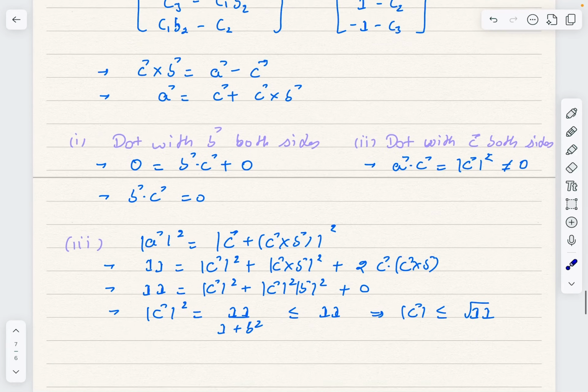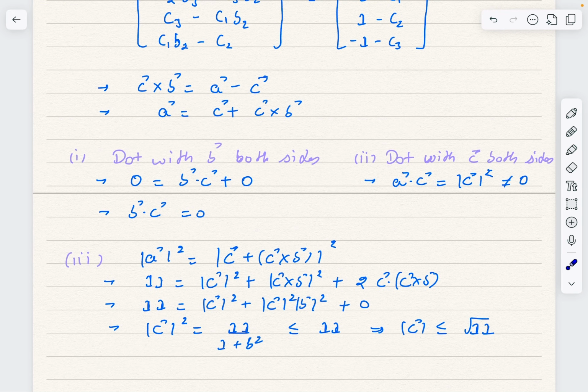Okay, last. To find out the mod C thing, we'll take this thing again: A is equal to C plus C cross B, and take mod square on both sides. We get mod A square equal to mod of C plus C cross B, square. Mod A square will be 11. Here we can use the mod of A plus B square formula. So mod C square plus mod C cross B square plus 2 times C dot C cross B. Mod C square as it is. Mod C cross B square will be mod C square mod B square into sine square theta. You see they are perpendicular, the dot is 0, so sine theta will be 1, and C dot C cross B will be 0.